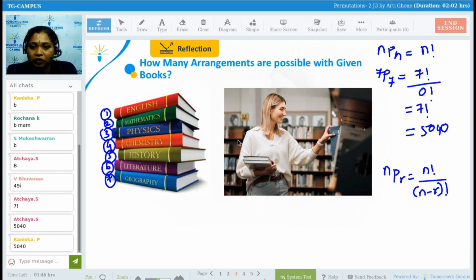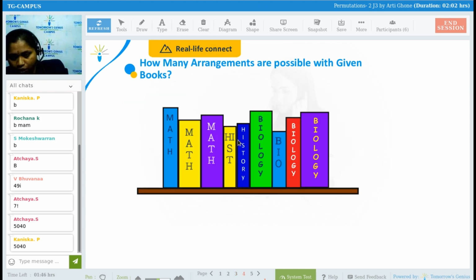Clear? This is your previous lecture knowledge. Arrangement of objects is possible in many kinds, and that is directly counted on the basis of permutations. This is one of the important applications of permutation: how librarians keep their records with permutations. Yes or no?